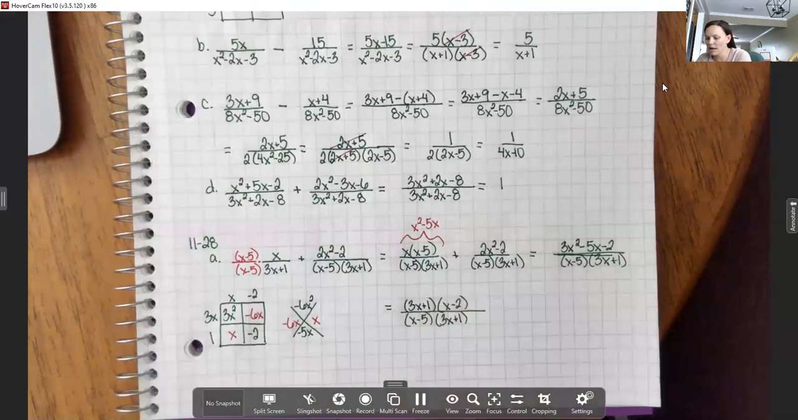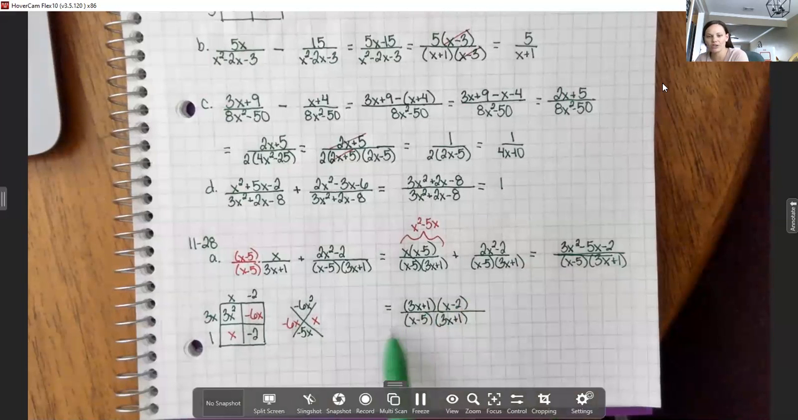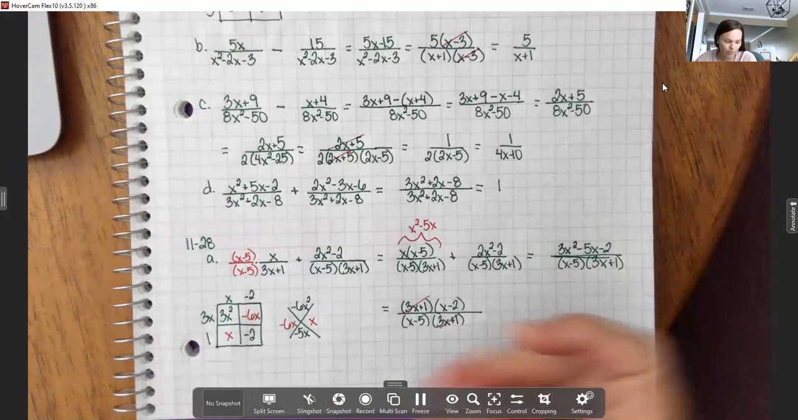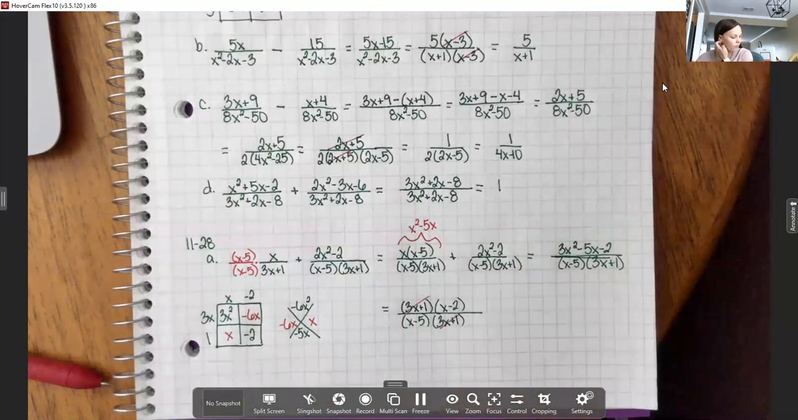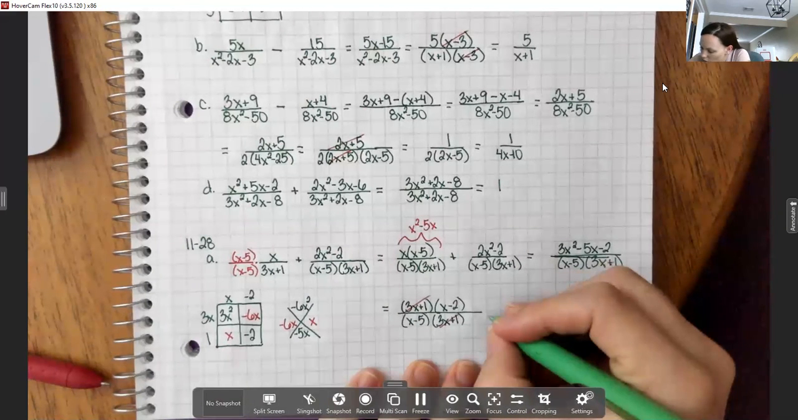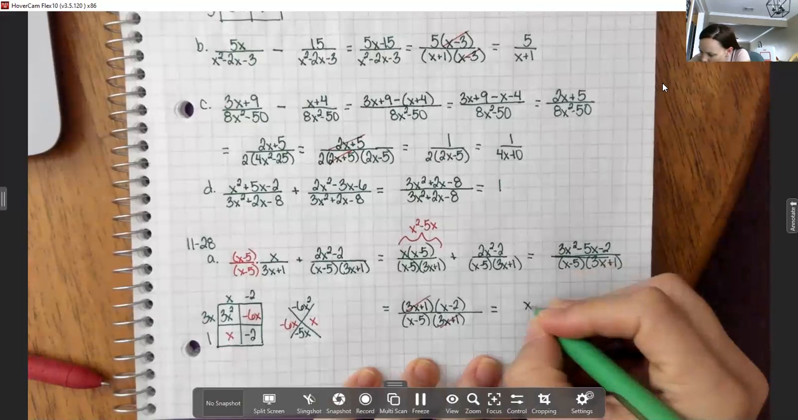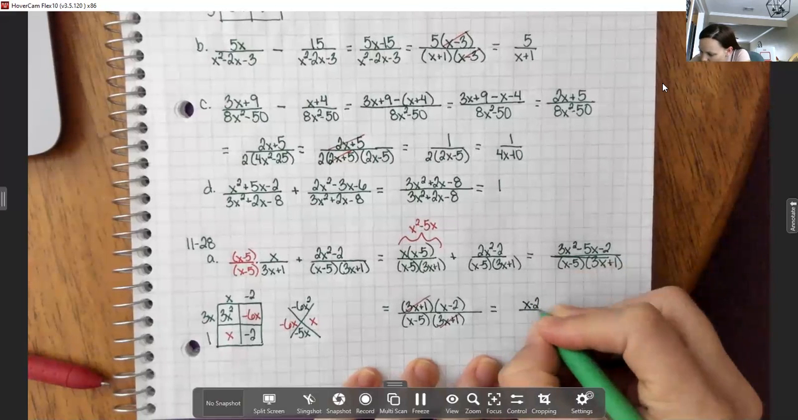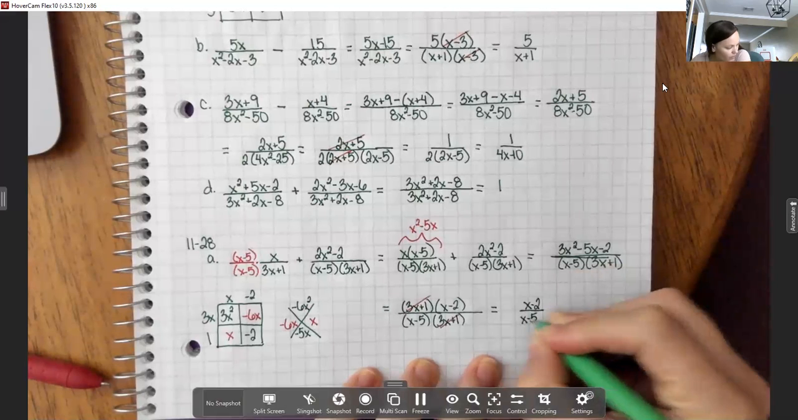Notice I never multiplied my denominator together because then I would have just had to factor it. Typically on these problems, you end up wanting to factor so that you're able to simplify. So here I can see I have a 3x plus 1 in my numerator and my denominator. So we get x minus 2 divided by x minus 5.